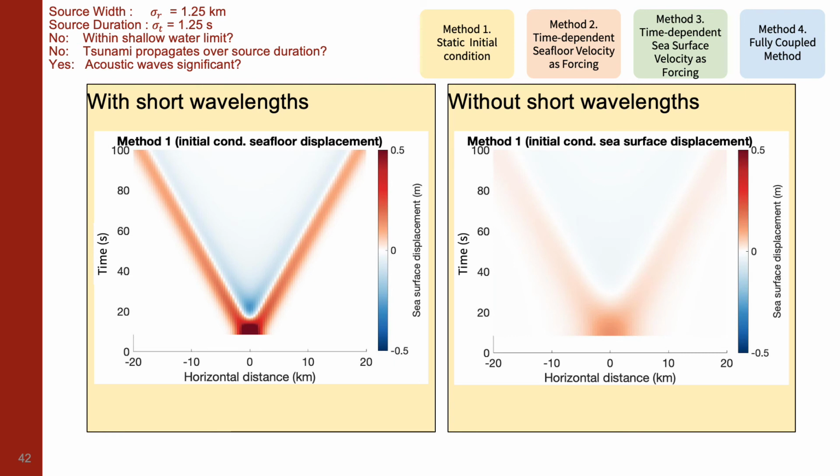An alternate method for method 1 is using the final sea surface displacement from a no-gravity earthquake simulation as an initial condition in the tsunami simulation instead of the final seafloor displacement. Without gravity, there is a permanent sea surface deformation. In this scenario, the source width is small compared to the ocean depth. The short wavelength components are filtered out on the sea surface. However, on the seafloor, these short wavelengths are significant, creating additional uplift when passed to a tsunami simulation.